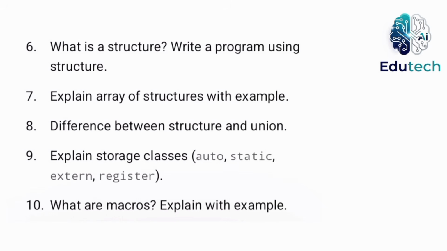8th question. Difference between structure and union. Structure stores all values. Union shares memory. Explain storage classes. The storage classes define scope and lifetime, like static and external. 10th question. What are macros? Explain with example. Macros replace code before compilation.